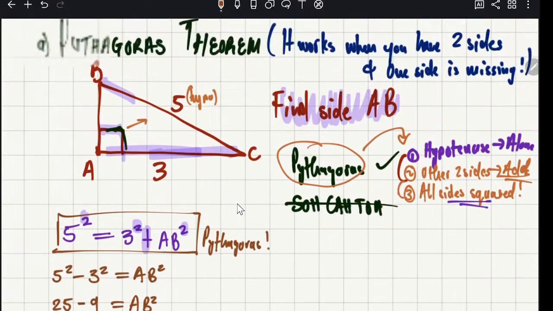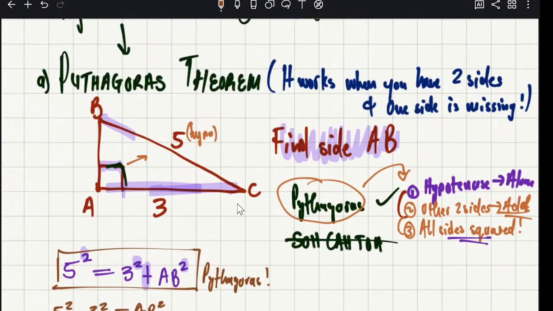This is the Pythagoras. And you test it first. You get a question and you see a right angle, test to see if Pythagoras works. How do you test to see if Pythagoras works? See if you have been given 2 sides and they are asking for the third side. Then you use it.